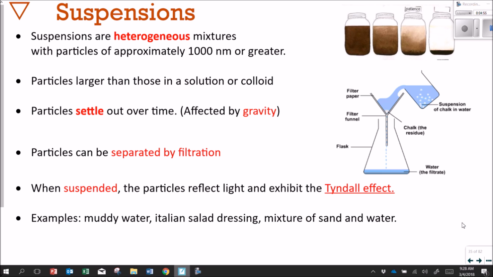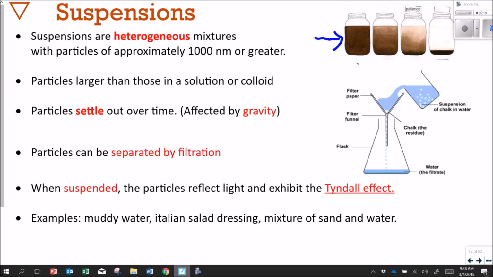Suspensions are heterogeneous mixtures with particles approximately 1,000 nanometers or greater. It is easy to see the particles in a suspension. So the particles are larger than those in a colloid or in a solution, and they settle out over time. That is, they are affected by gravity. And we can see that in this picture of muddy water over here.